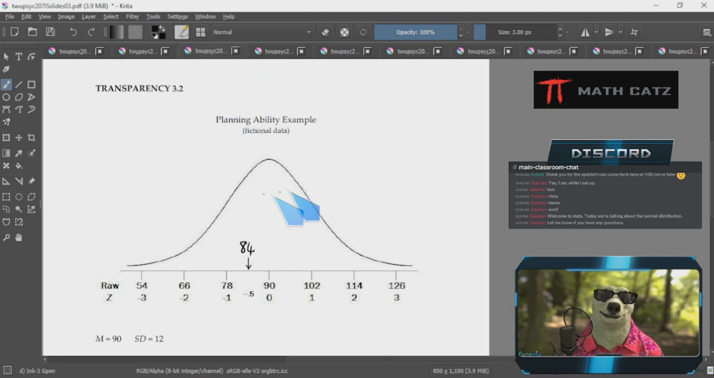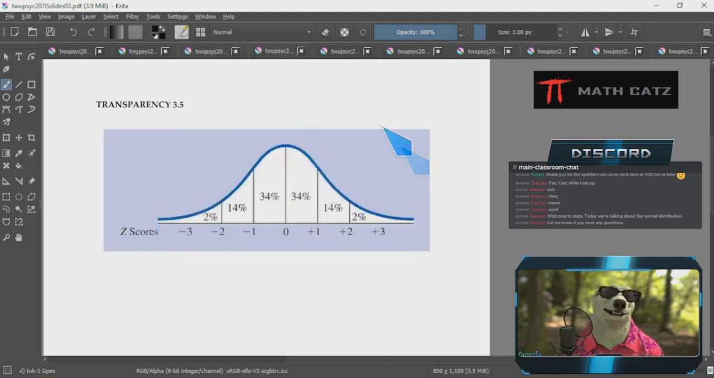I can map it onto my planning ability example, but I only need this one because it's standardized to just count standard deviation steps. It's just much more convenient that I can have one piece of information that can apply to many different examples, different means, different standard deviations.